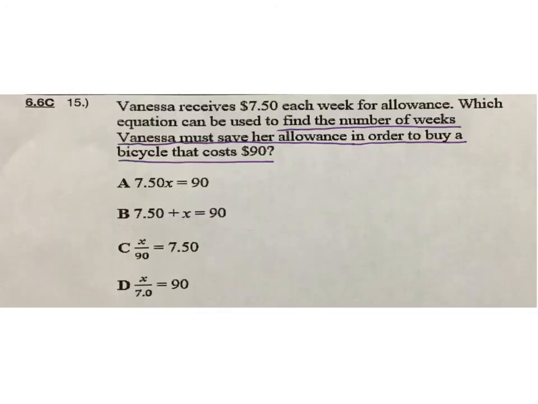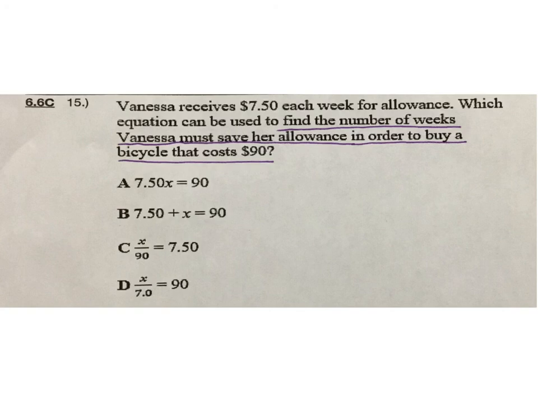Number 15. Vanessa receives $7.50 each week for allowance. Which equation can be used to find the number of weeks Vanessa must save her allowance in order to buy a bicycle that costs $90?